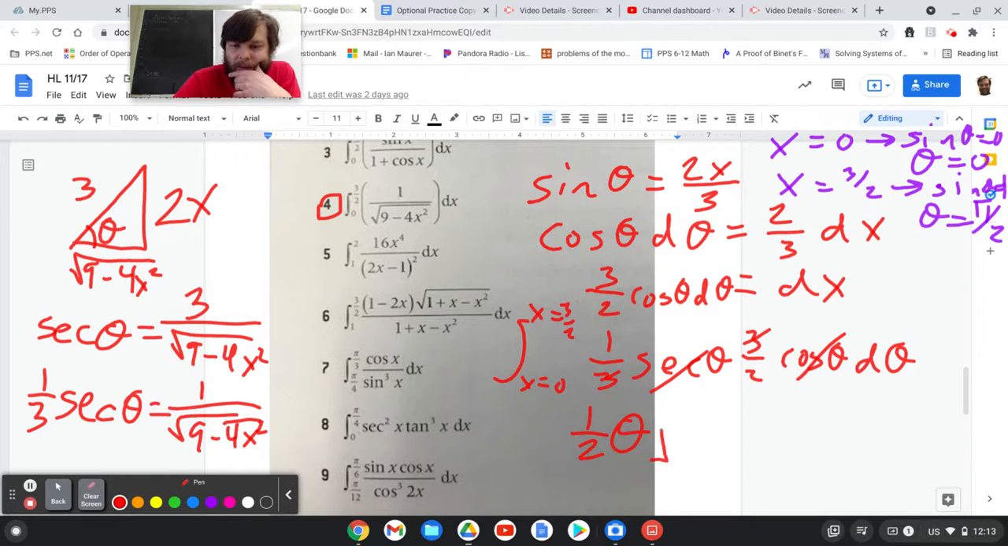So we can evaluate 1/2 theta from 0 up to pi over 2. And that leads you to have 1/2 times pi over 2 minus 0. In other words, the area under the curve is pi over 4.